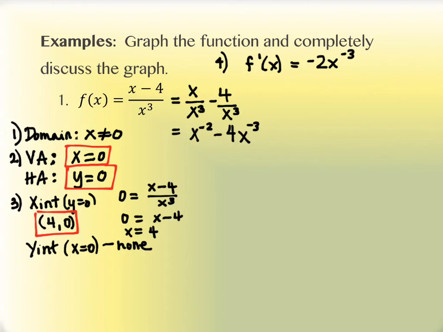Good. And then someone else take me with the derivative for negative 4x to the negative 3rd. What am I going to get? Positive 12. Right.